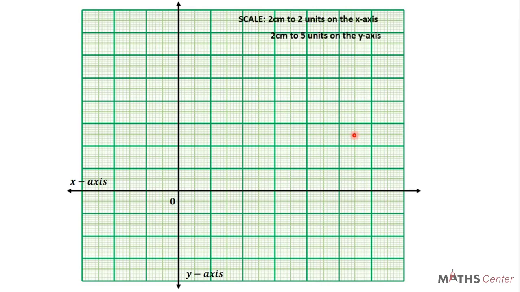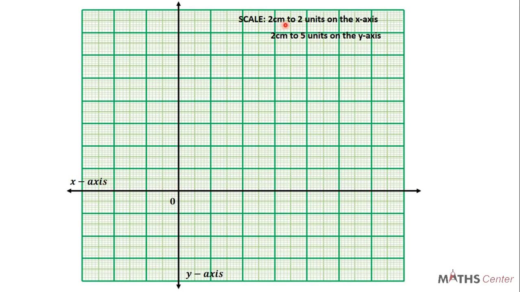Let's say that the scale we are using for this graph sheet is 2 centimeters to 2 units on the x-axis and 2 centimeters to 5 units on the y-axis. So on the x-axis, we are using a scale of 2 centimeters to 2 units, and on the y-axis, we are using a scale of 2 centimeters to 5 units. On the x-axis, the positive numbers will be on the right-hand side, and the negative numbers will be on the left-hand side. On the y-axis, the positive numbers will be on the upward part, and the negative numbers will be on the downward part. So let's begin by numbering the x-axis.